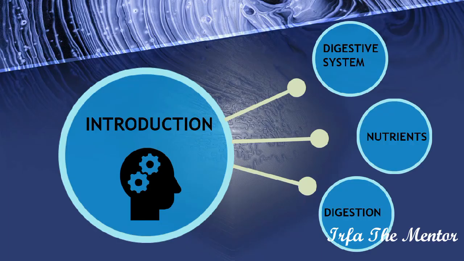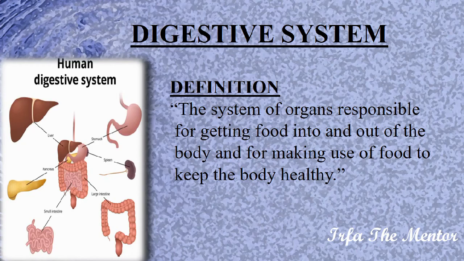In the introduction, we will discuss what is the digestive system, what are the nutrients, and what is digestion. First of all, we will know what is the digestive system. The system of organs responsible for getting food into and out of the body and for making use of food to keep the body healthy.